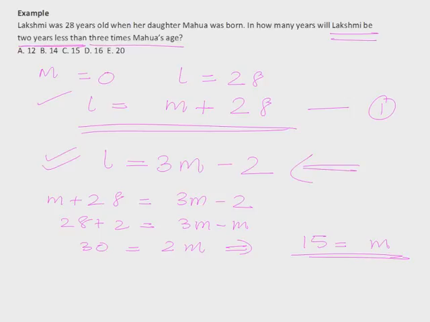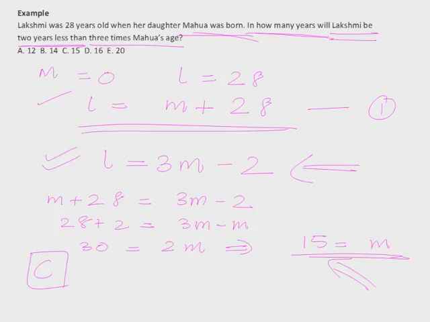So in how many years is that? 15 years, because Mahua was 0 to start with. So the answer is C. We found out how old Mahua is now, and that's 15 years from the day she was 0. So in 15 years, Lakshmi is going to be 2 years less than 3 times Mahua's age.